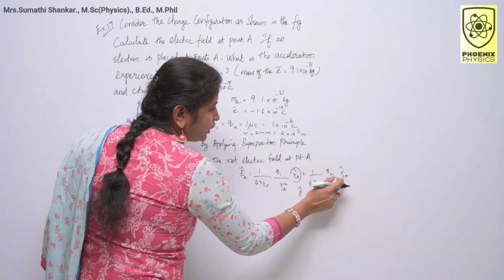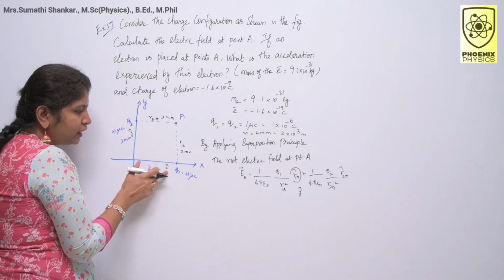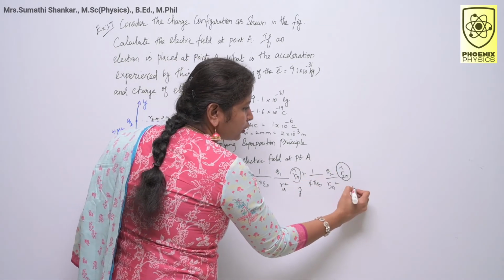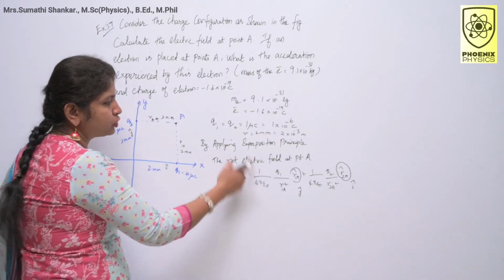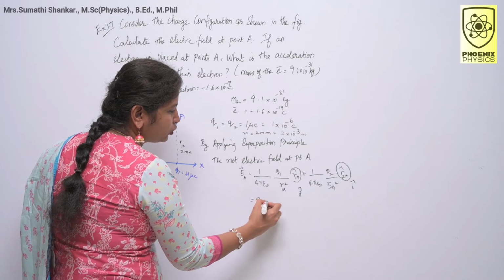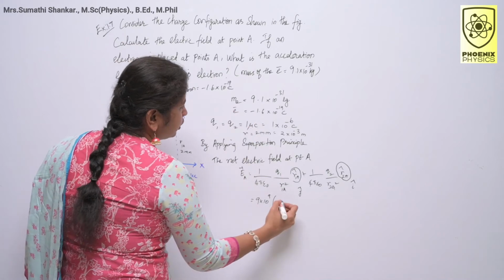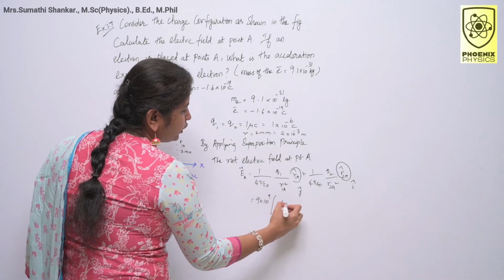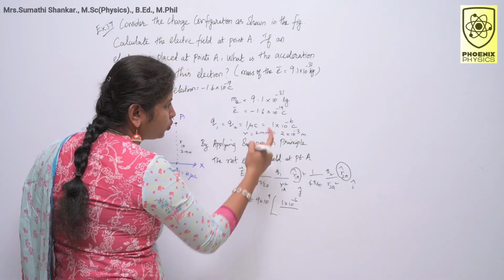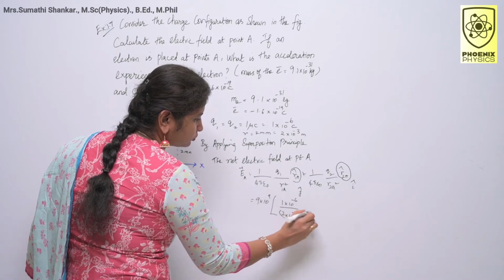Then here, this is my R2A. This line is parallel to this line. Here the unit vector is I cap. So instead of R2A cap, you can write I cap. Then you substitute the values. What is this 1 by 4 pi epsilon naught value? 9 × 10^9. Then what is the Q1 value? 1 × 10^-6 divided by R1A, which is 2 × 10^-3, the whole square.